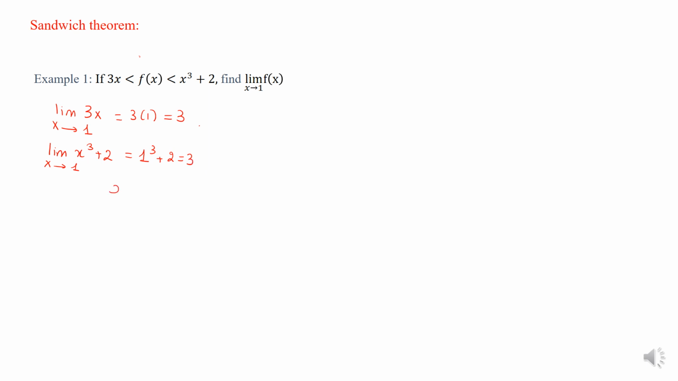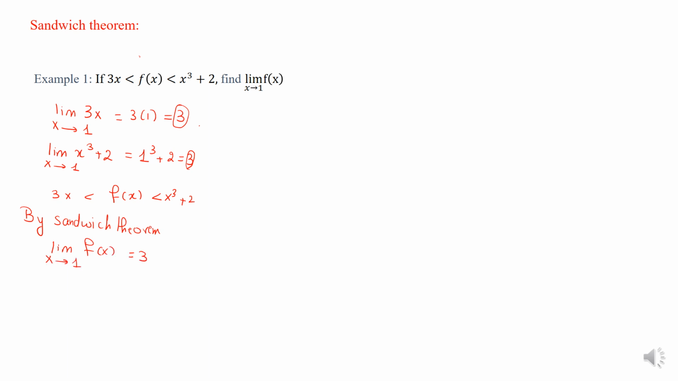Now since f of x is between 3x and x cubed plus 2, and both limits are equal, the limit of 3x is 3 and the limit of x cubed plus 2 is 3 as x approaches 1, here the sandwich theorem applies. And so by the sandwich theorem, the limit of f of x as x approaches 1 is equal to 3.